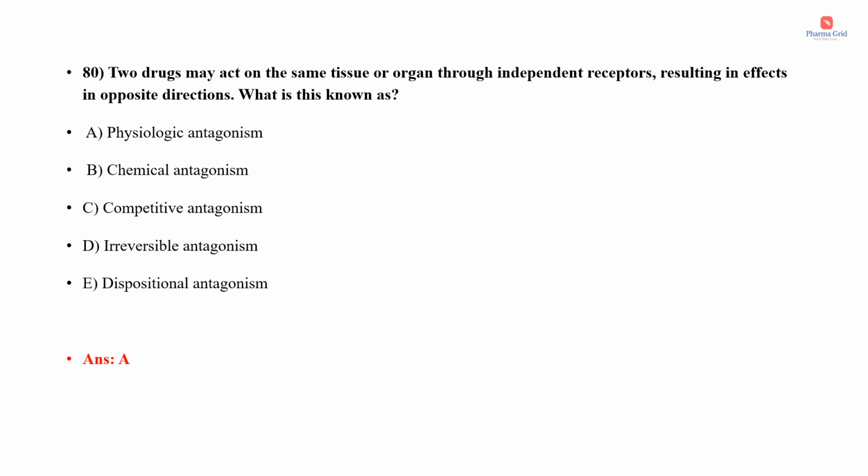This physiological antagonism is also known as functional antagonism. Here, two drugs act on different receptors or by different mechanisms but have opposite effects on the same physiological function. So in summary, we can say that these two drugs have pharmacological effects in the opposite direction. A good example is the case of glucagon and insulin. Both act on the pancreas. Glucagon will help to increase the blood sugar level, whereas insulin will help to reduce the blood sugar level. So this is a suitable example for physiological antagonism.